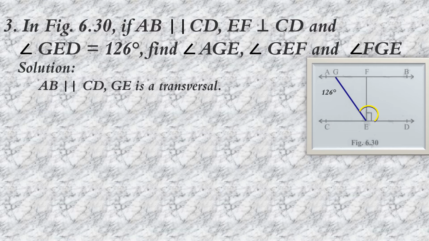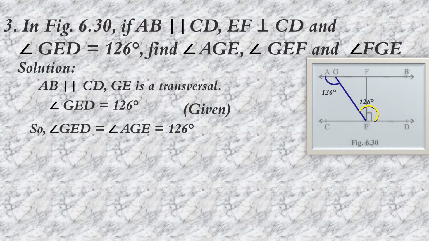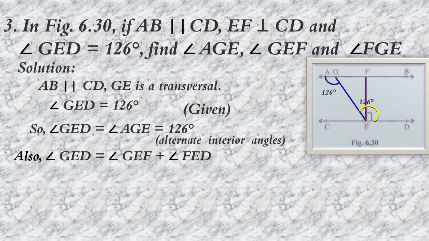So it is given in the question angle GED is equal to 126 degrees. So the next angle AGE will also be equal to 126 degrees, alternate interior angles. Now we can write angle GED as the sum of these two angles, angle GEF plus angle FED.